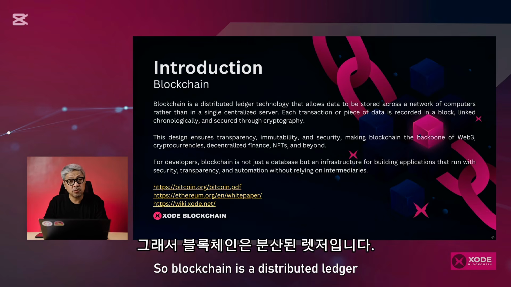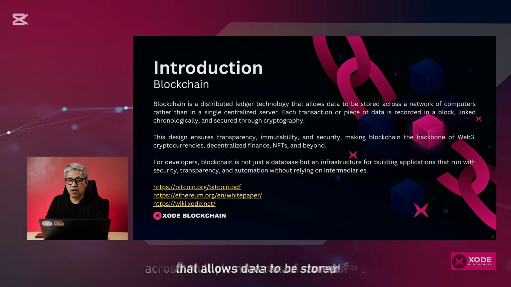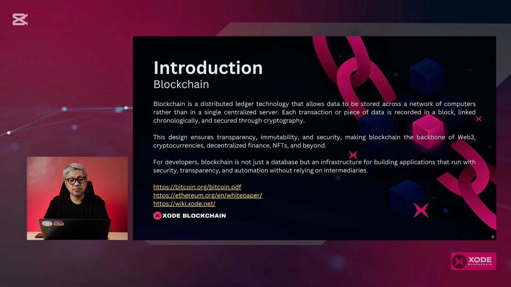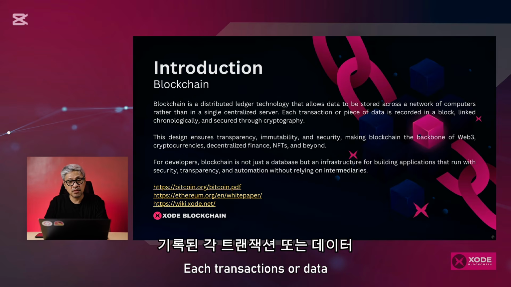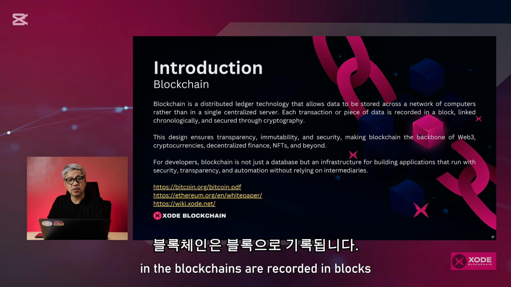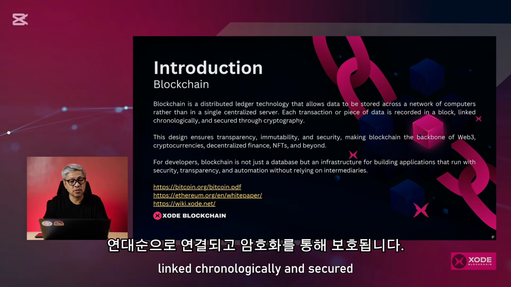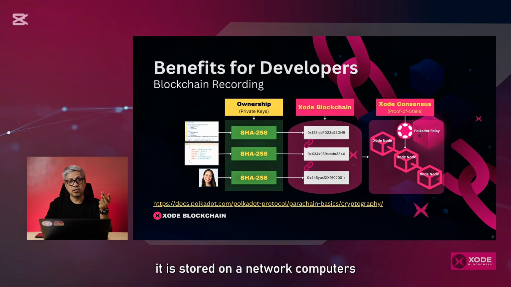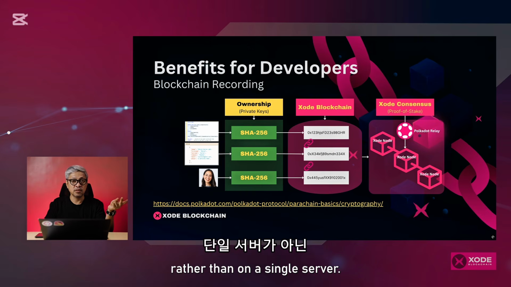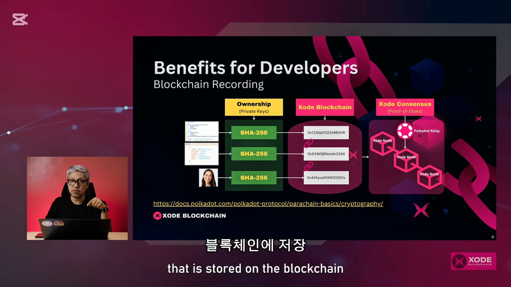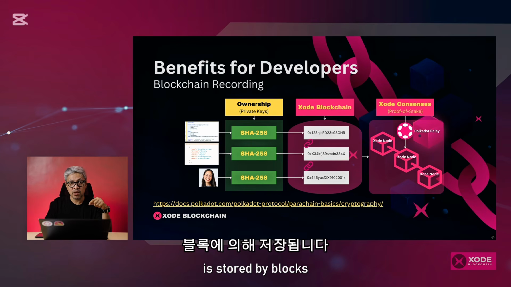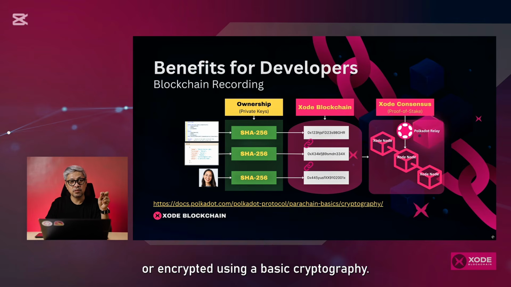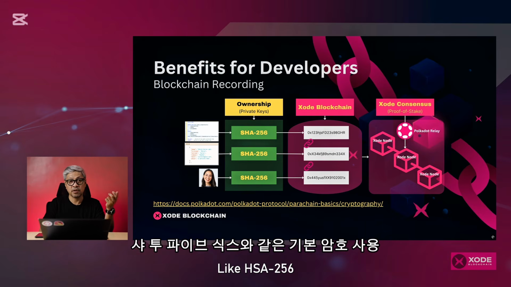So blockchain is a distributed ledger that allows data to be stored across multiple networks of computers rather than a centralized single server. Each transaction or data that is recorded in the blockchain is recorded in blocks, linked chronologically, and secured through cryptography. So these are the two things that you need to know. Number one, it is stored on a network of computers rather than on a single server. And number two, the data is stored in blocks, linked chronologically, and hashed or encrypted using basic cryptography like SHA-256.